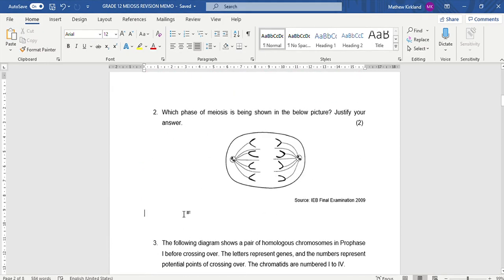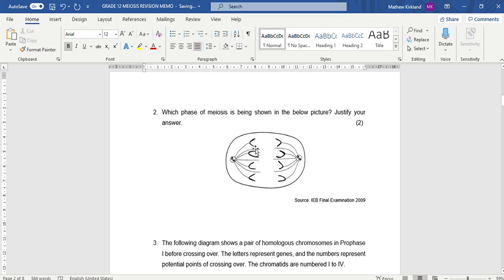Then, question 2. Which phase of meiosis is being shown in the picture below? Justify your answer. So we're both labeling what the phase is, and we're justifying. Let's look at what we've got in this picture. The way that you want to try and identify is to look at the chromosomes. The first way you can tell is how many cells are being created, but in a picture like this, you have to be careful because you can't just assume, oh, it's going to be 2 cells, therefore it must be phase 1. No, we can sometimes show you a phase 2 from only 1 cell, and that is what's happening here.